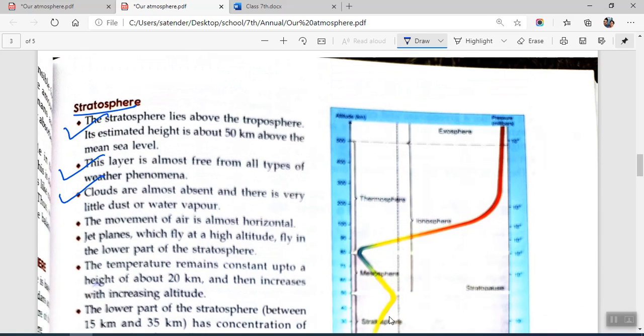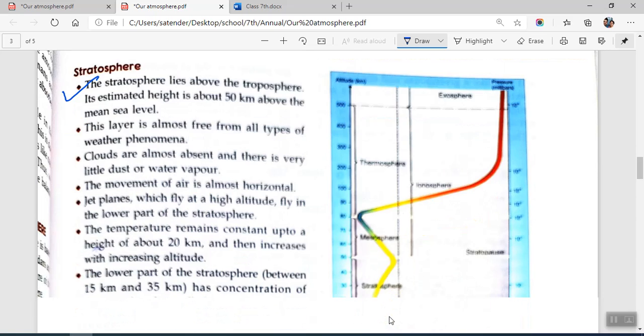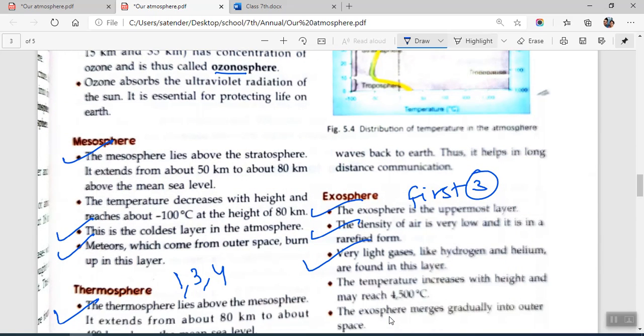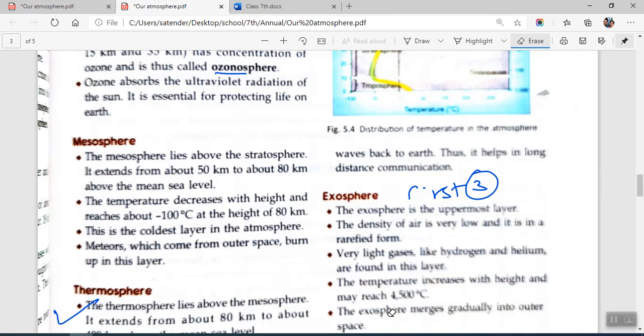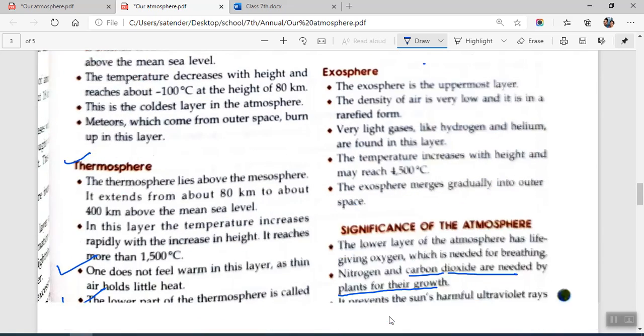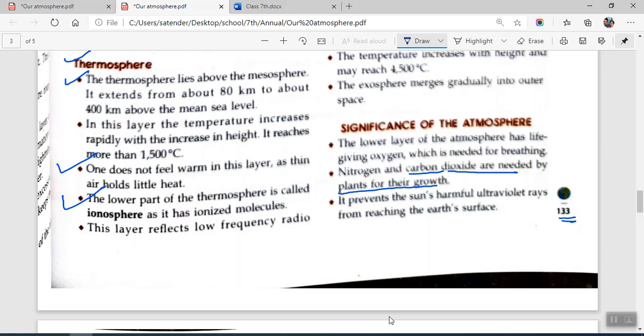Second, we have the stratosphere. So you'll be writing the name stratosphere, and then you will be writing the first point. The stratosphere is above troposphere, estimated at a height of 50 kilometers above mean sea level. Then you will be writing mesosphere and the first point, because you are to write only the name of the layer and the extent of that particular layer. So you'll be writing mesosphere and the first point, then thermosphere and the first point.